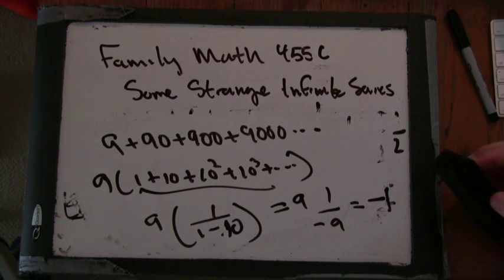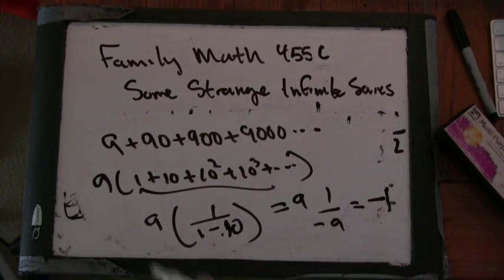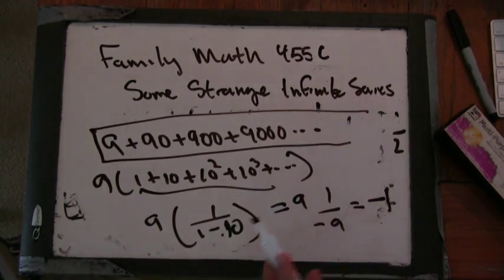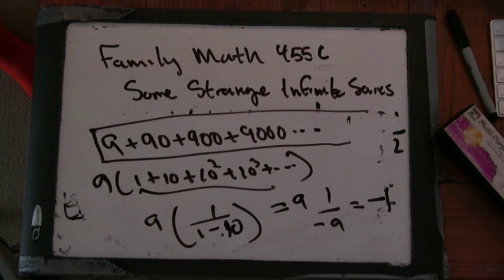Now let me ask you, before we go to the computer screen, do you believe this? Do you believe this series, 9 plus 90 plus 900 plus 9,000, all the way to infinity, adds up to minus 1? Do you believe that? You do? Yeah. Okay. Yeah, I believe it now, but no one's shown me another proof.